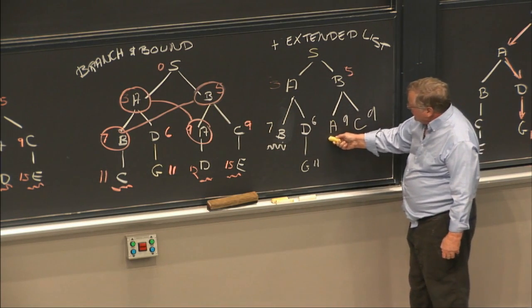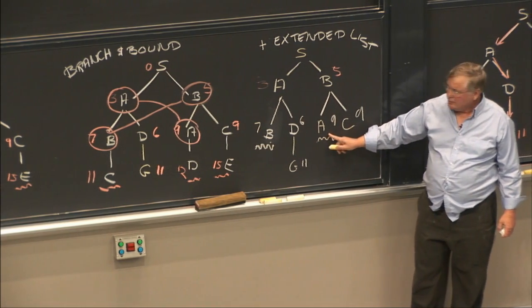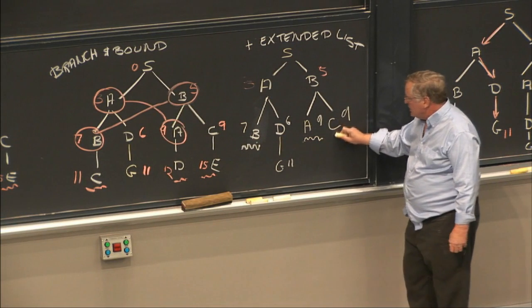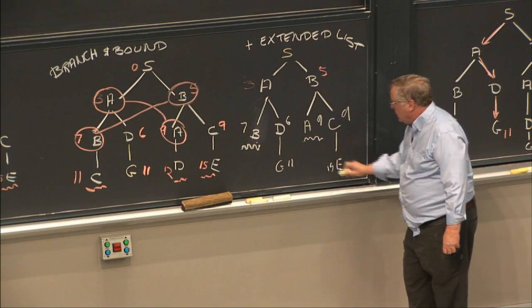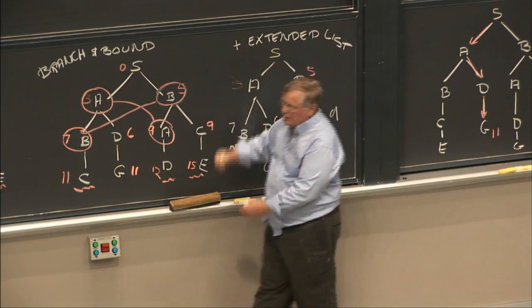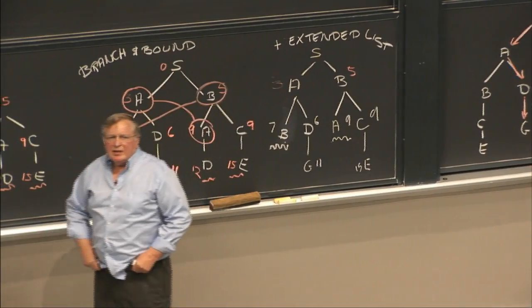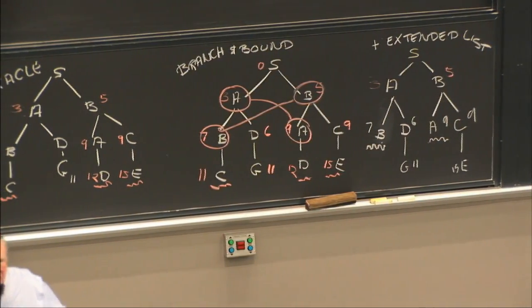But wait, I've already extended B. I've already extended A, so I don't have to do that one either. The only one I have to do is the one that goes to C, and that goes then to E with a path length of 15, and I'm done. So if you compare this one with the previous one, you can see that there might be vast areas of this tree that are pruned away and don't have to be examined at all.